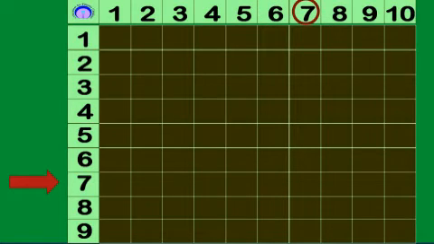7 times 7 is equal to 49. 7 times 8 is equal to 56. 7 times 9 is equal to 63. 7 times 10 is equal to 70. Let us keep counting by 8.